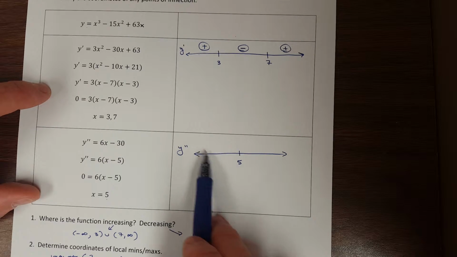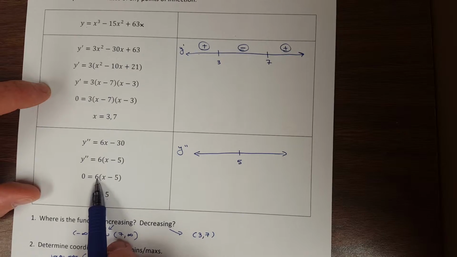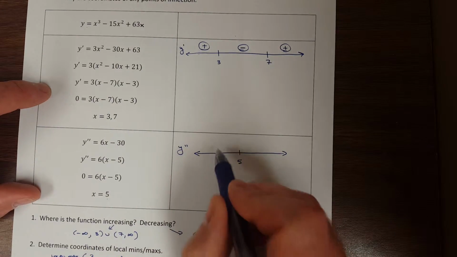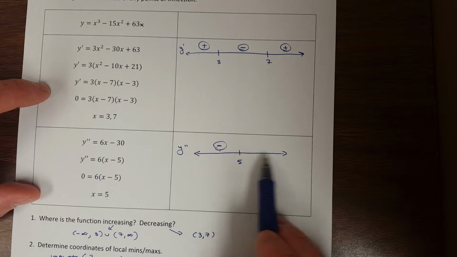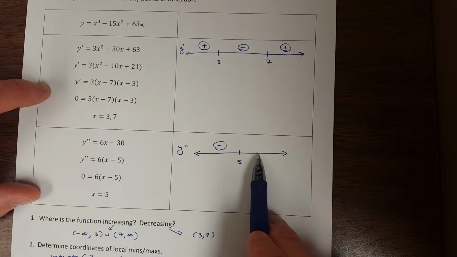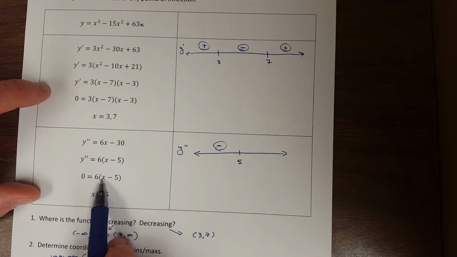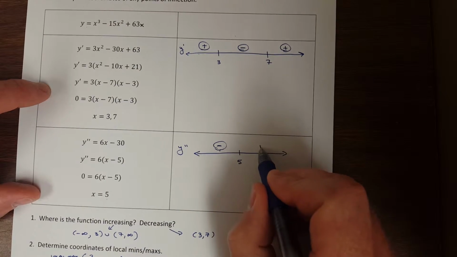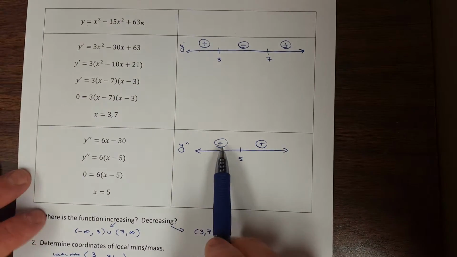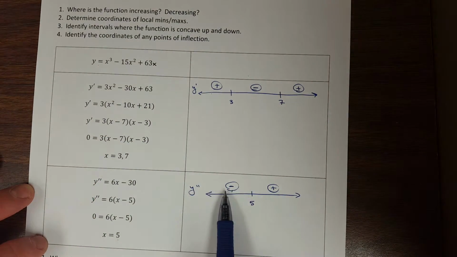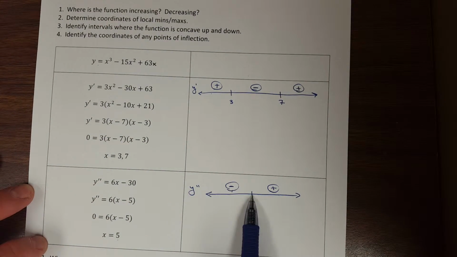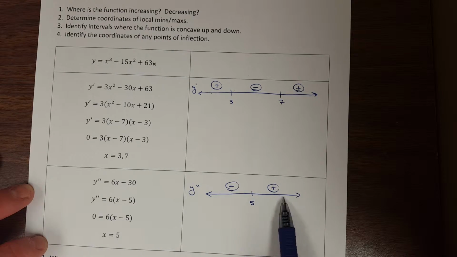I'm going to test a number over here. If I have a choice to use 0, I do it, and 0 is over here. So positive, put a 0 here, negative. All right, negative value over there, that means it's going to be concave down. And then over here, 6, 7, 8, something like that, I'll use 6, positive, put a 6 there, positive. So this identifies that our original function is going to be concave down from negative infinity to 5 and concave up from 5 to infinity.